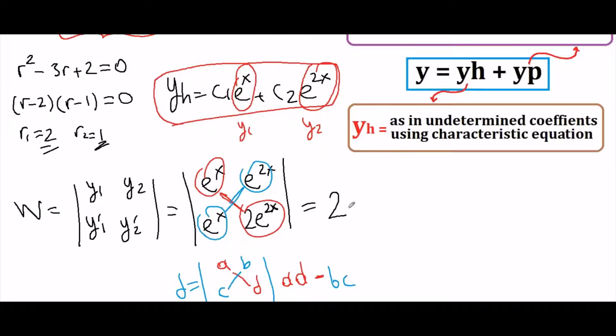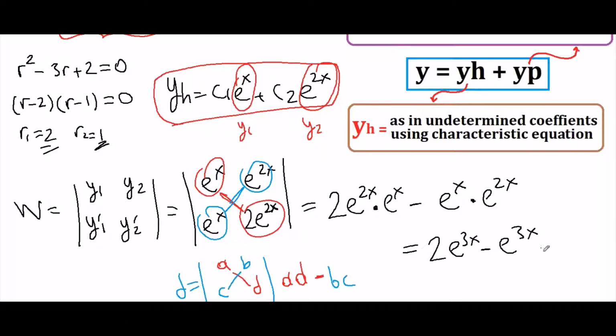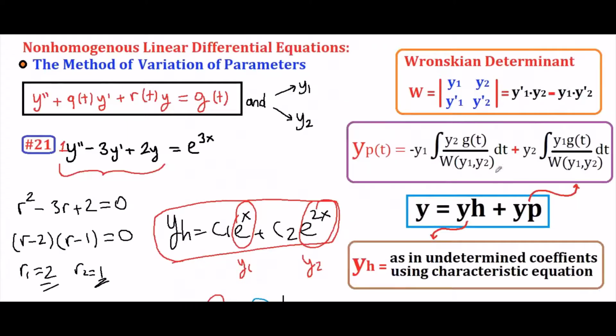So we're going to have 2e to the 2x times e to the x minus e to the x times e to the 2x. So here we have e to the 3x, 2e to the 3x minus e to the 3x. So we obtain e to the 3x as our Wronskian determinant. So we have our Wronskian as well. Now we can plug everything into our y p formula.